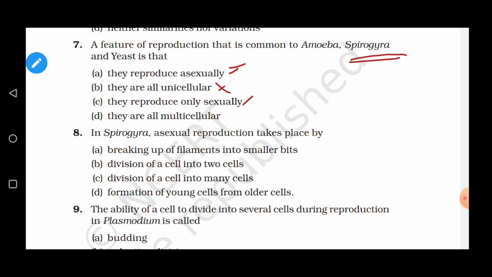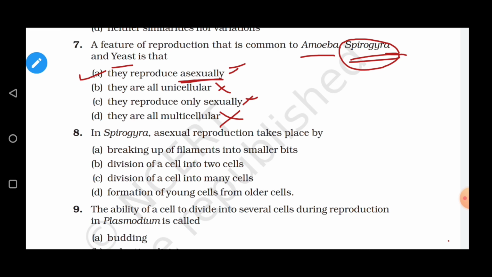Spirogyra is not a unicellular organism. Amoeba is unicellular and yeast is unicellular, but Spirogyra is not unicellular. They reproduce only sexually, this is also not true. They are all multicellular, so this option is also wrong. So the correct answer is option number 1, that is related with the reproduction because they can reproduce asexually. So this option is the correct answer.